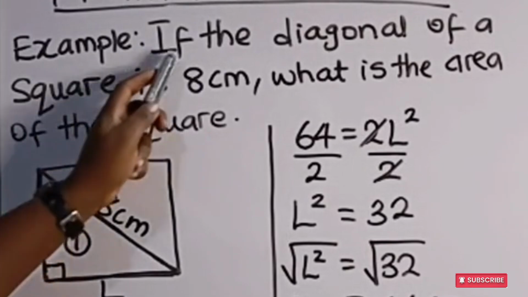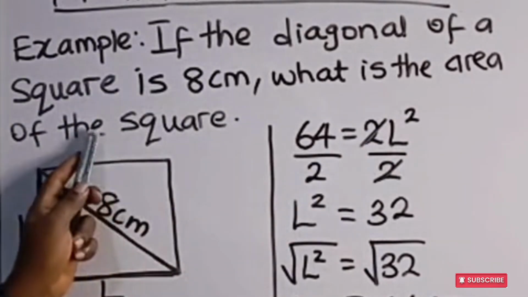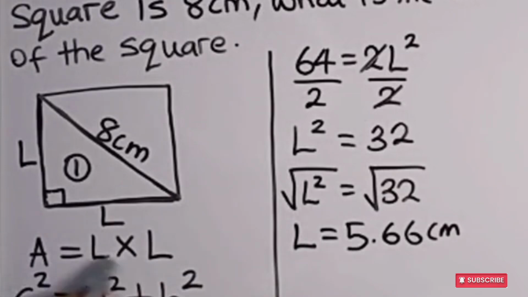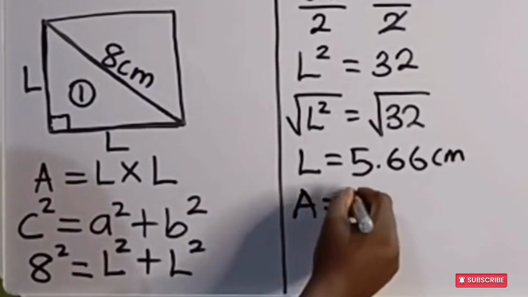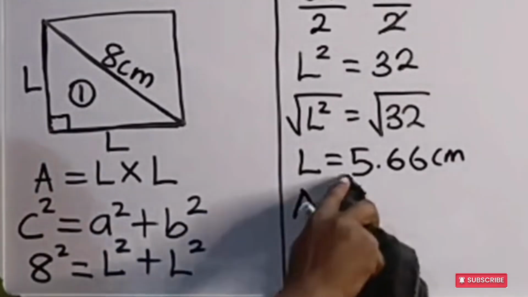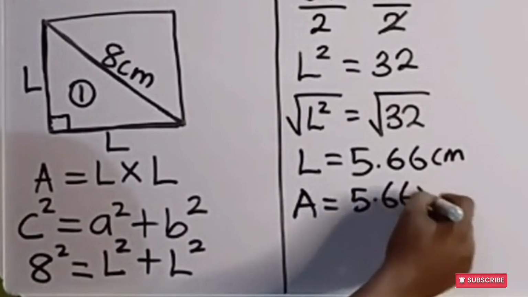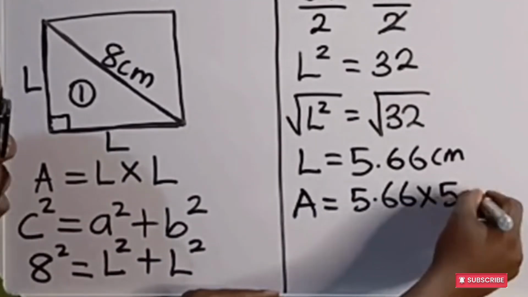So remember the question says, what is the area of the square? So now we know the length, so we can calculate the area. Area is equal to length times length, so it's going to be 5.66 multiplied by 5.66.